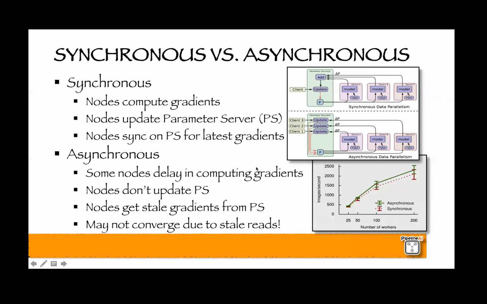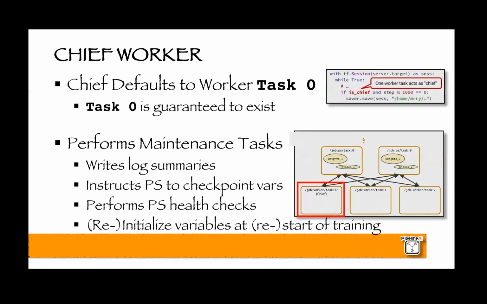So the short of it is, if you use async, it works much better at scale. Synchronous is a bit easier to reason through, and with the async mode as well, you could be dealing with stale gradients, which could potentially slow down convergence or actually prevent convergence. So something to keep in mind.